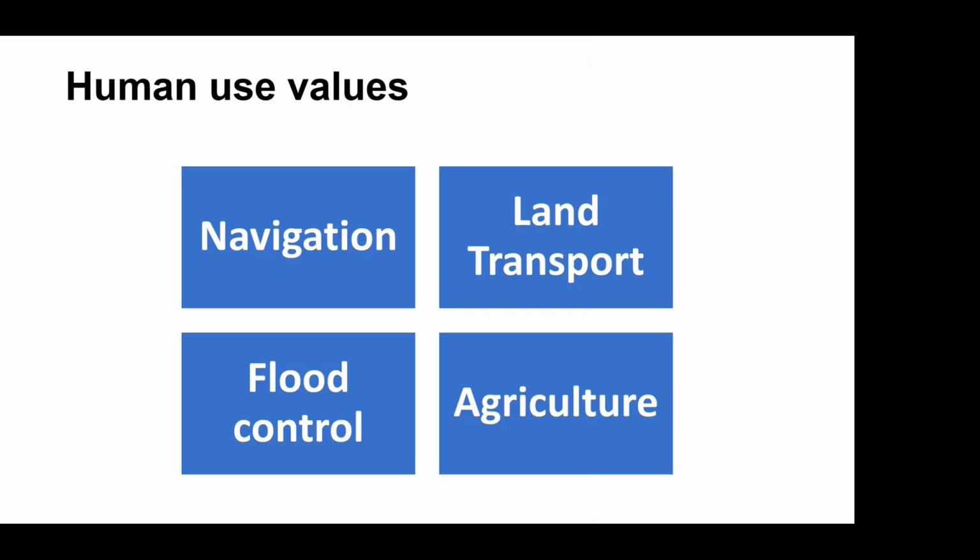The next part is about human use values, such as navigation, land transport, flood control, agriculture, and so on. All of those parameters are very important. For example, if you want to build a transportation project, you cannot ignore transportation, ecological, human use values, and also quality of life. So these are all part of the number one indicator, which we call transportation. So, how important is navigation?